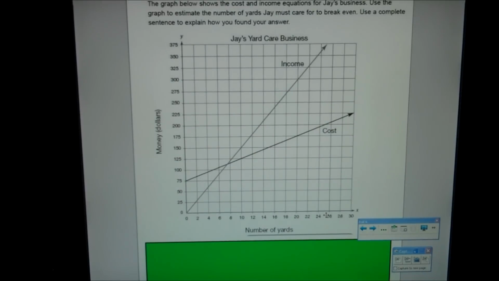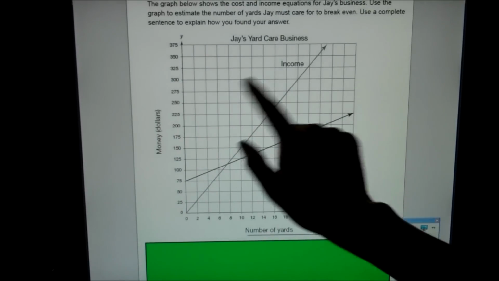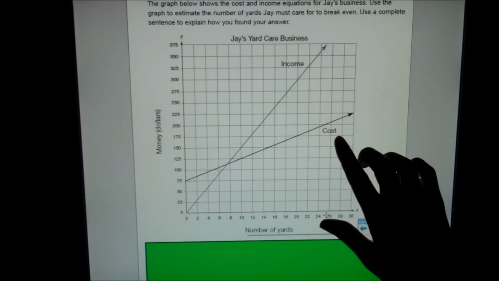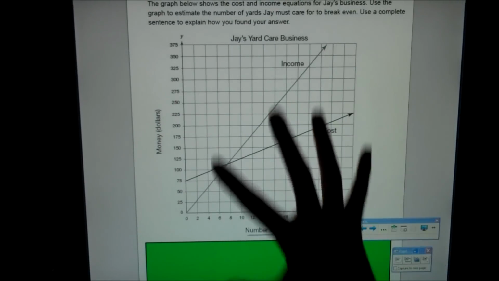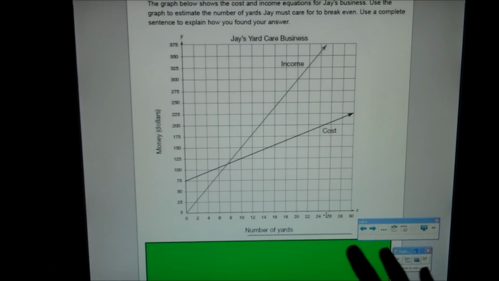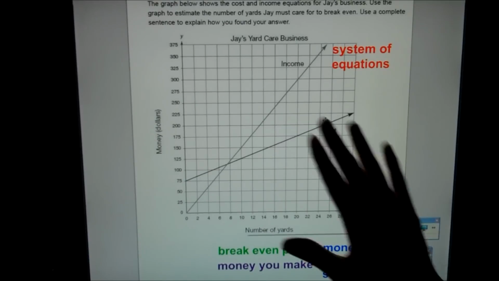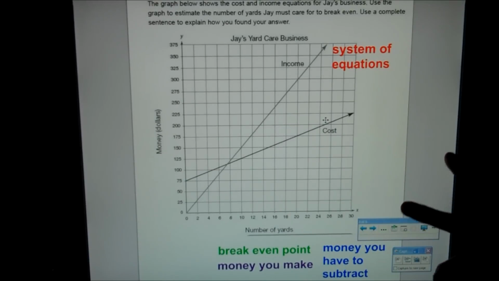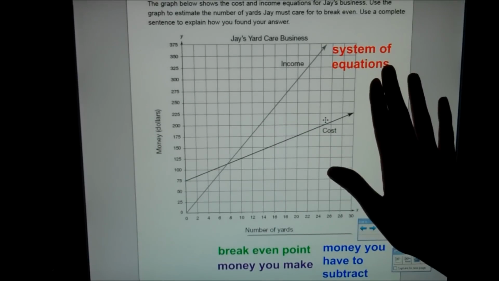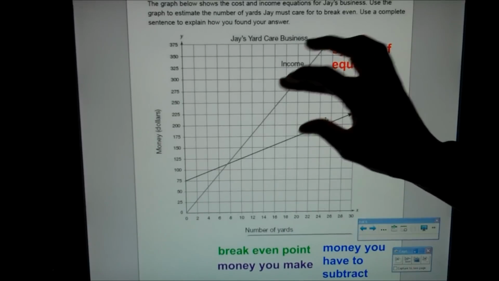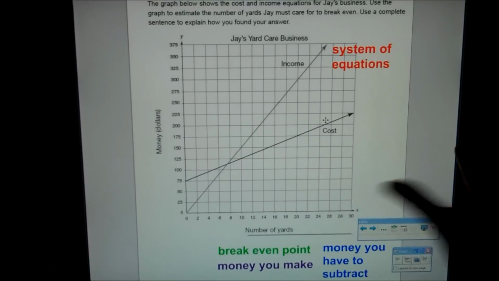So we have two lines. Here we have our x-axis, number of yards. Here we have money. And then we have our income line that's been graphed and our cost line. This is a system of equations. Okay? So let me pull this out here. Take a minute, pause it, give yourself a definition. I'm not going to spell one out for you. You need to come up with a definition for yourself. Okay? A system of equations is two lines that are being compared on the same graph. Okay?